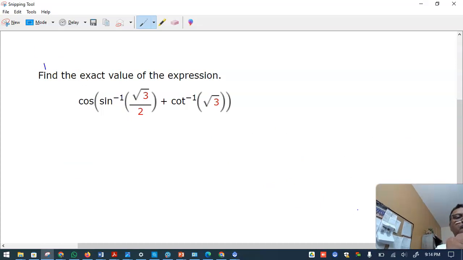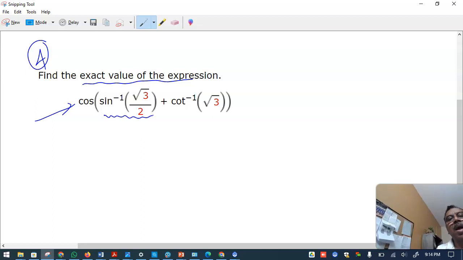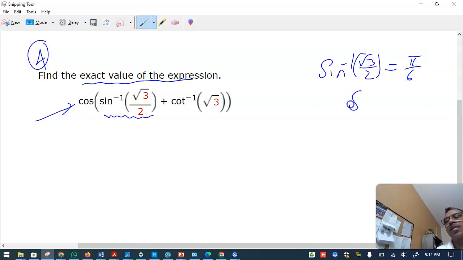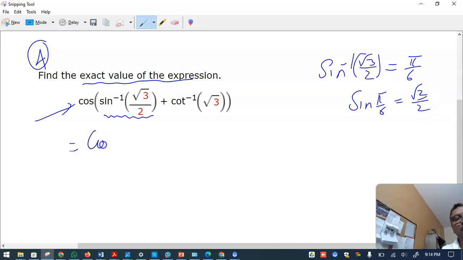So practice problem number 4. Find the exact value of this expression, where cosine of the whole expression is given. First figure out what the sine inverse of root 3 by 2 is. Sine inverse of root 3 by 2 is pi by 6. The reason is that sine of pi by 6 is root 3 by 2. So the answer of the first one is pi by 6.